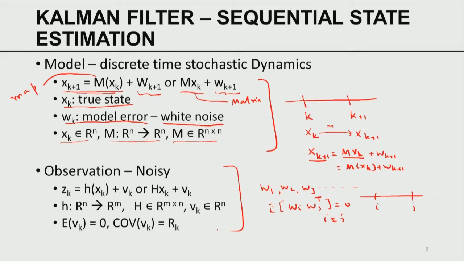With respect to the observation, again nothing changes, essentially the same. This is the nonlinear function of the observation, the linear function of the observation. I am trying to do both of them simultaneously because we have gained a lot of expertise in trying to handle linear and nonlinear observation models. H is a map, H is a matrix, the mean of Vk is 0, the covariance of Vk is Rk, and Vk belongs to Rm. So Wk is the model noise, Wk belongs to Rn, and Vk is the observation noise that belongs to Rm. Hope the description of the model and the observations is clear now.